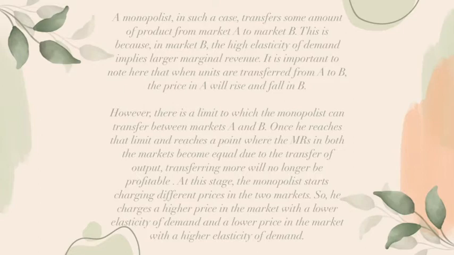However, there is a limit to which the monopolist can transfer between markets A and B. Once he reaches a point where the MRs in both markets become equal due to the transfer of output, transferring more will no longer be profitable. At this stage, the monopolist starts charging different prices in the two markets, so he charges a higher price in the market with a lower elasticity of demand and a lower price in the market with a higher elasticity of demand.